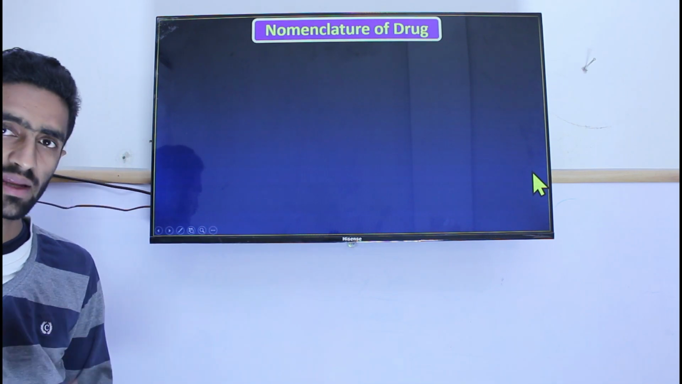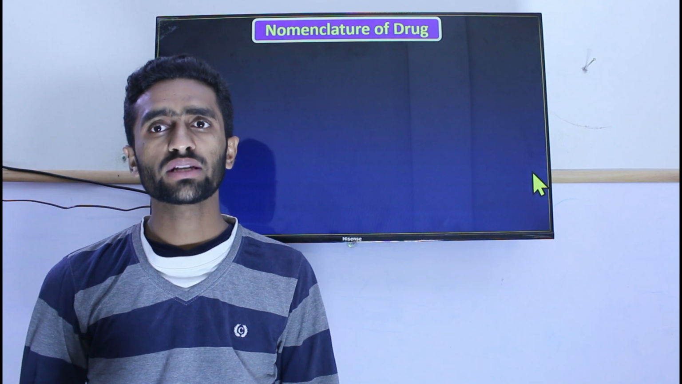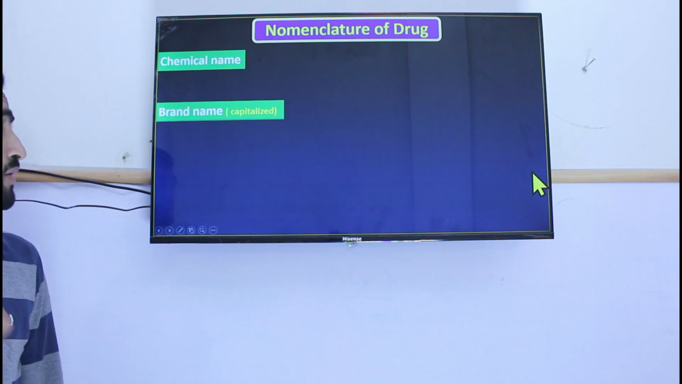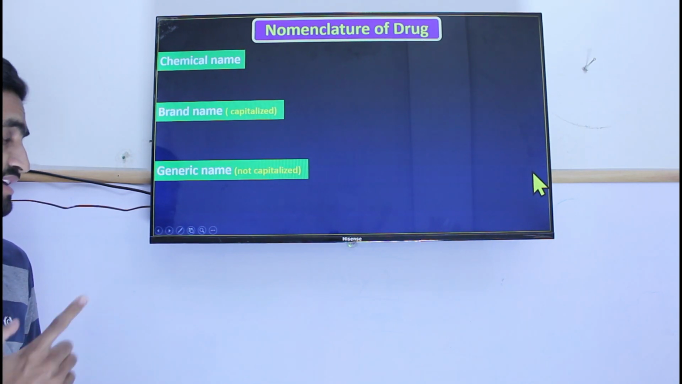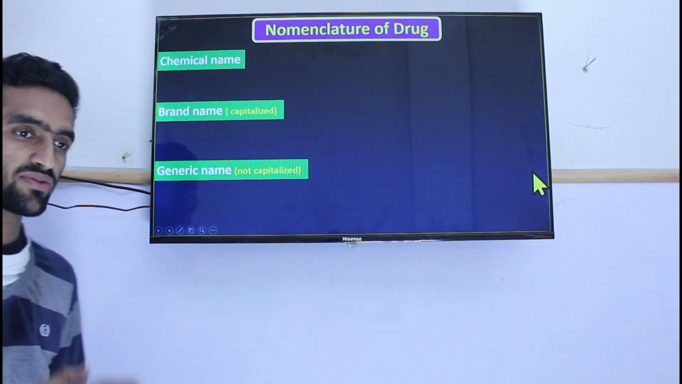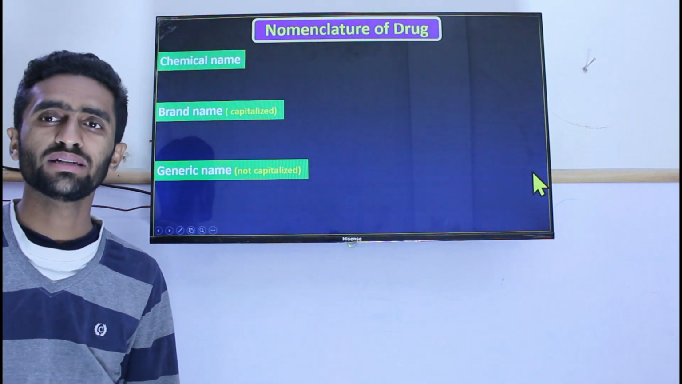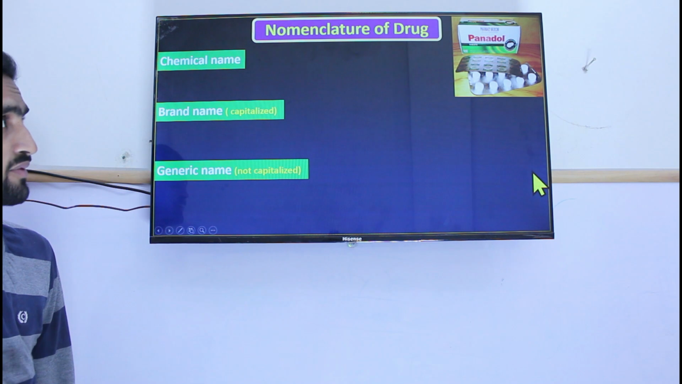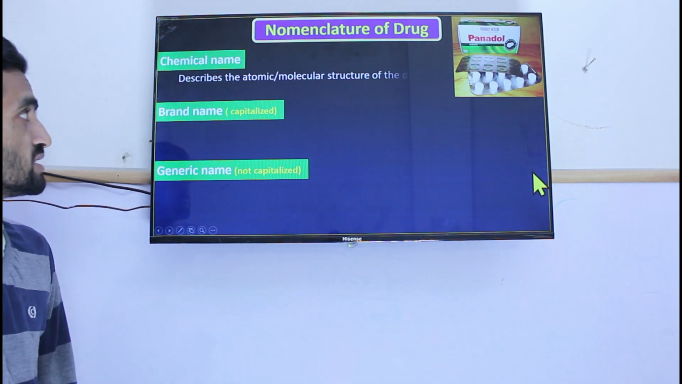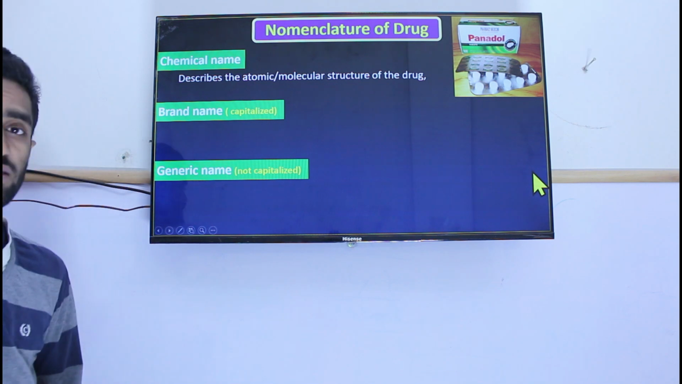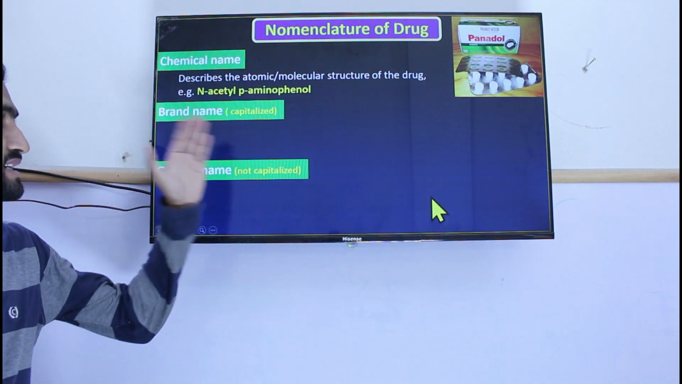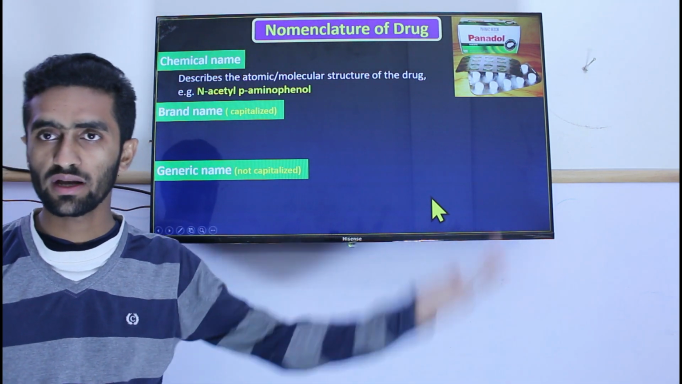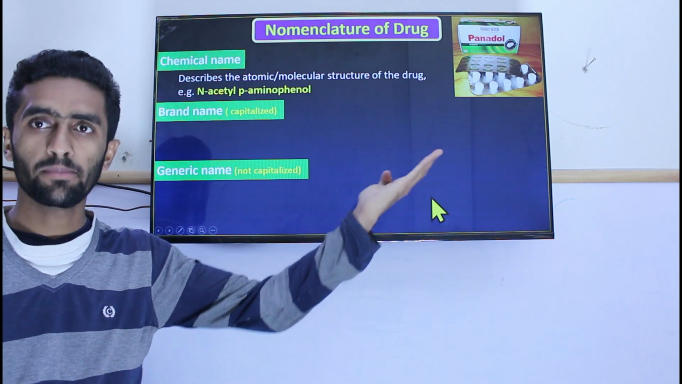But the important thing is the nomenclature. When you study a drug, we use three names: the chemical name, the brand name and the generic name. The chemical name is important for those who are going to manufacture these drugs. It describes the atomic or molecular structure of the drug. For example, with Panadol, the N-acetyl-P-aminophenol is the chemical name for paracetamol.